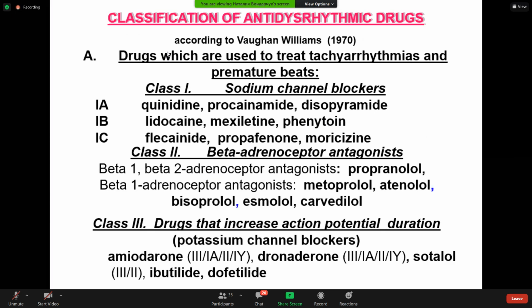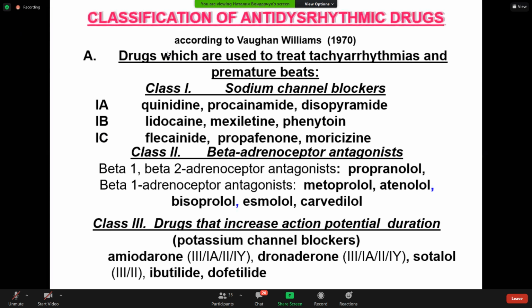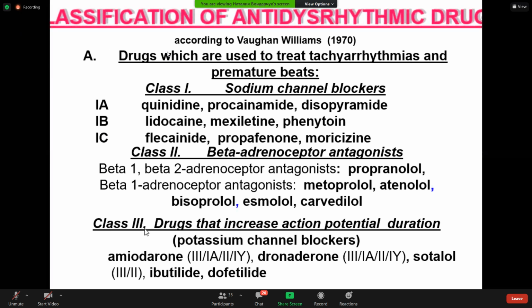So, classification of antiarrhythmic drugs according to Vaughan Williams international classification. So, A class, a very large group, can be divided into the international four Roman classes. Later I will show you also the 4th group on this diagram. We don't have place. And also 3 subclasses according to the Arabic numbers.